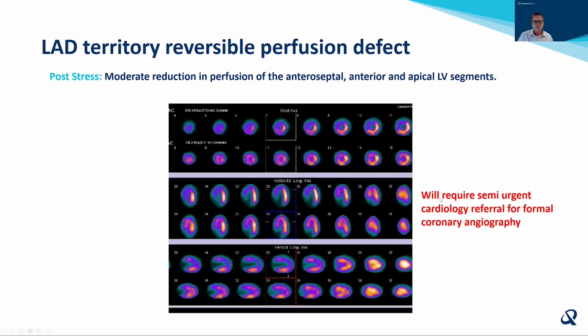And then I'll just have some examples of some abnormal ones. So this patient, this is the stress and this is the rest. In the rest, you can see it's a nice, fairly smooth, homogeneous tracer uptake, which represents perfusion. And following stress, the patient has a moderate reduction in perfusion of the anteroseptal, anterior, and also the apical segments. So this patient likely has significant LAD stenosis.